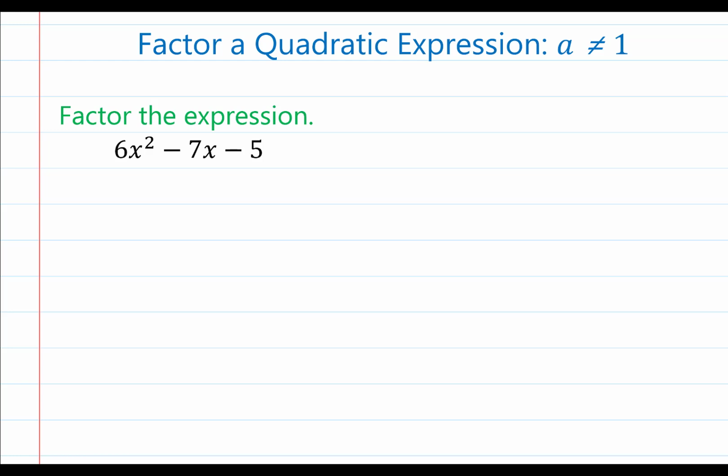Welcome back, mathematicians. In this video, we are going to factor a quadratic expression, which happens to be a trinomial, where the leading coefficient is not equal to 1. So here we have 6x squared minus 7x minus 5. The challenge with this problem is that this leading coefficient is not equal to 1. If it were equal to 1, this would be a much simpler process.